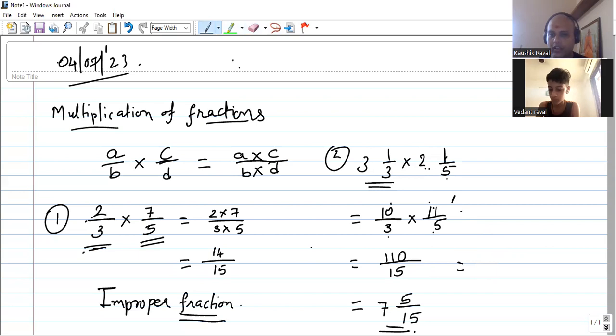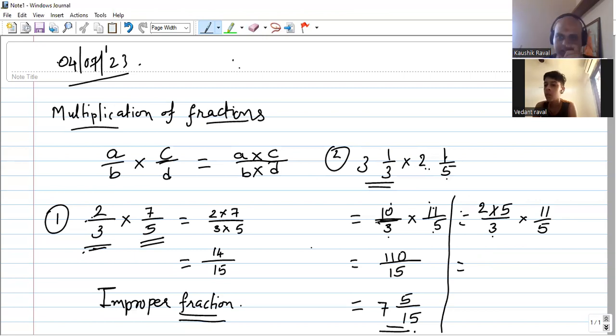So instead of doing it this way, we can do it from here also. We can write the factors of these numbers. 10 is a product of 2 and 5, and then the denominator is 3 and 11 by 5. Now, when you have common numbers in the numerator and denominator, you can take them out. You can cancel them out. So what do we have left now? 2 into 11 divided by 3, which will come to 22 by 3.